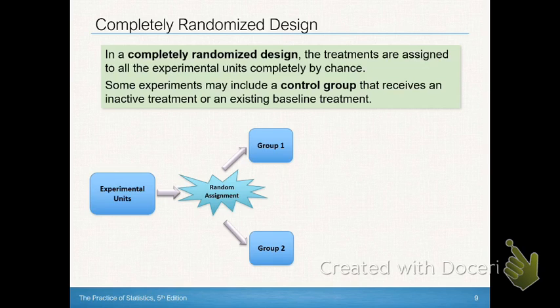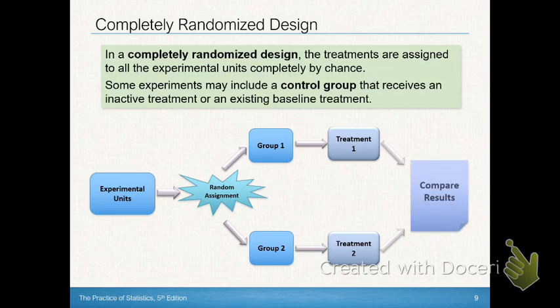Maybe you would have a high dose of a medicine, a low dose of a medicine, and then a placebo. Could be three groups. But for now, we'll just say let's start with two groups. And then we give them the two treatments. So maybe treatment one is a new medication that you're testing, and treatment two is a placebo. And then when you're done, you look at how the experimental units responded differently. Did one group have better results than another? That's what you're hoping to see here.